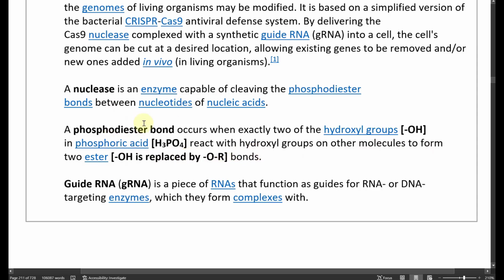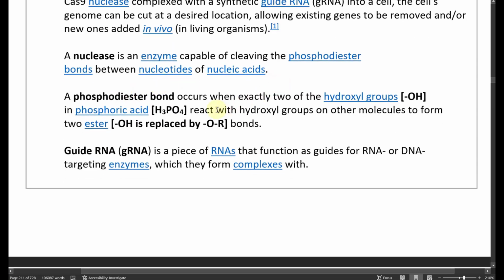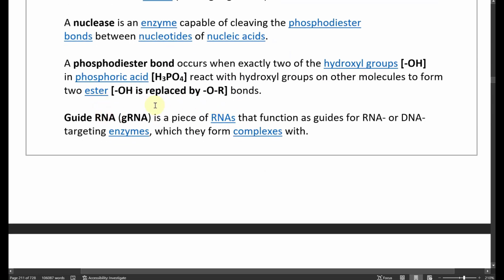And it's essentially that bond between the sugar and phosphate groups in the nucleotide backbone, and then you're able to separate that with the nuclease enzyme, which is capable of cleaving the phosphodiester bond between nucleotides of nucleic acids.